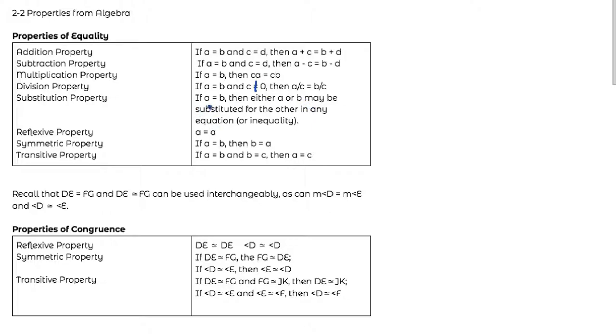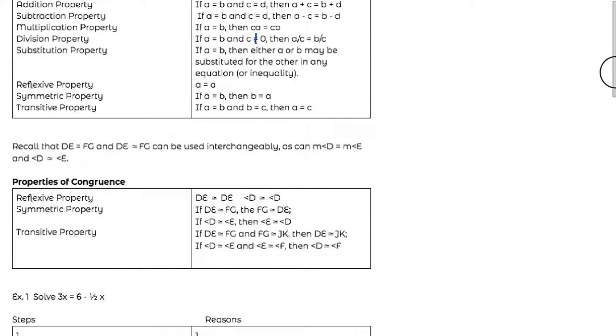The substitution property says if A equals B, you can substitute in B for A in any of the equations. Reflexive is just kind of an odd one. A equals A, we're going to use it frequently. Symmetric: if A equals B, B equals A, you can just switch the sides of the equal sign. And the transitive property, which I said was my favorite, is: if A equals B and B equals C, then A equals C.